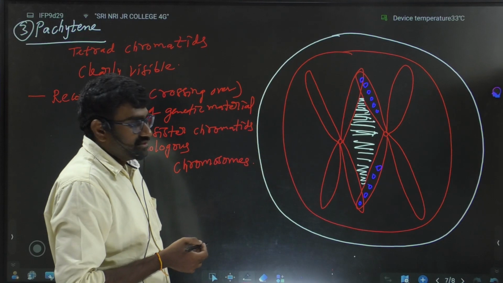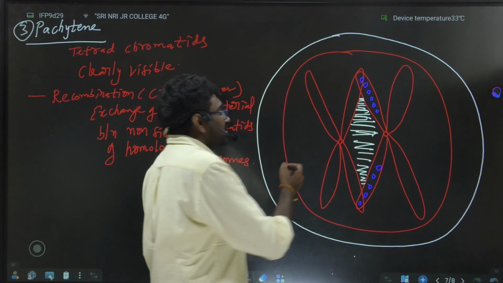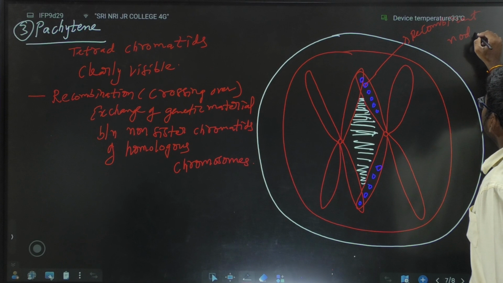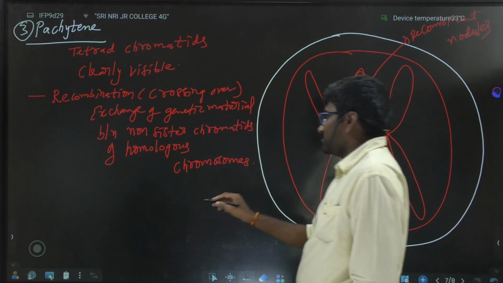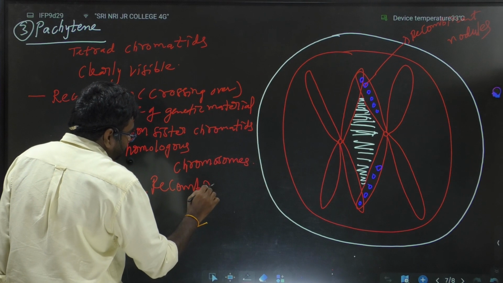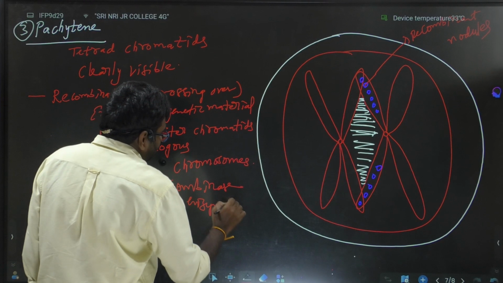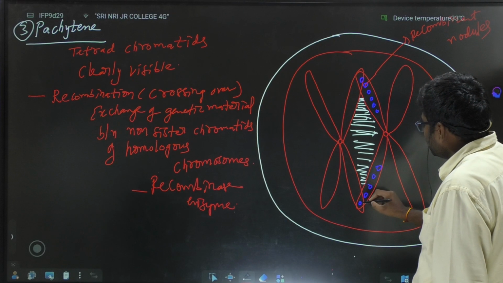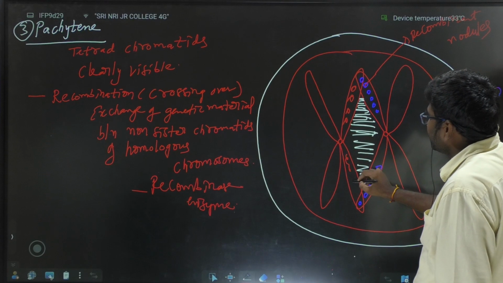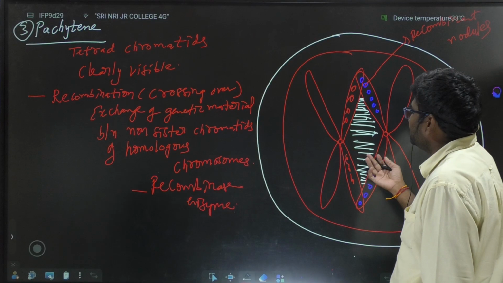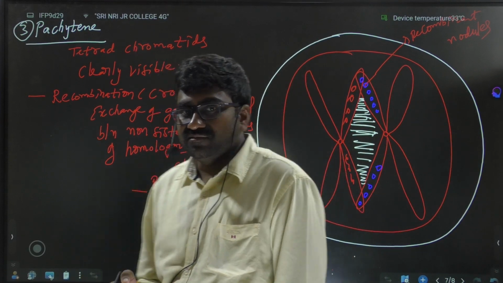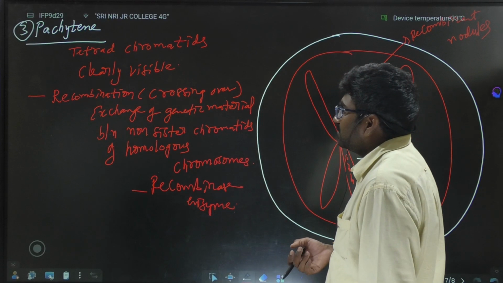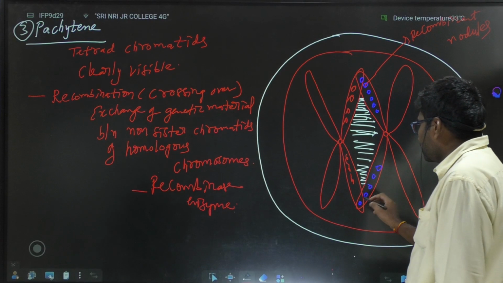This genetic recombination or process of crossing over is mediated by the recombination nodules, and the enzyme is known as the recombinase enzyme. So the process of recombination is mediated by the presence of recombination nodules and the recombinase enzyme. And the synapsis, which is formed in the zygotene, is continued in this pachytene stage also. So mainly pachytene is characterized by the process of recombination or crossing over, which takes place between the non-sister chromatids of homologous chromosomes.